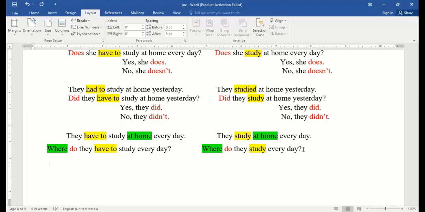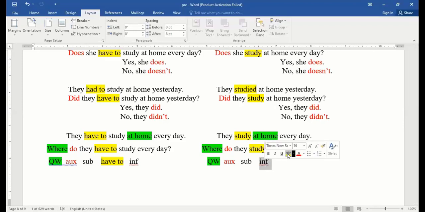So when I write a question, and it's the same for present and past, we write the question word, then the auxiliary, then the subject, then have to, then the infinitive. So this is the order of the question: question word, auxiliary, subject, have to, after that, infinitive. In the other question, we only delete have to: question word, auxiliary, subject, infinitive. This is the normal order for the question.